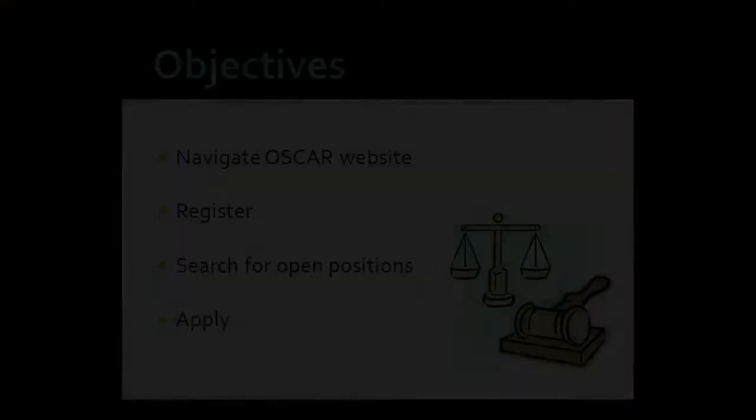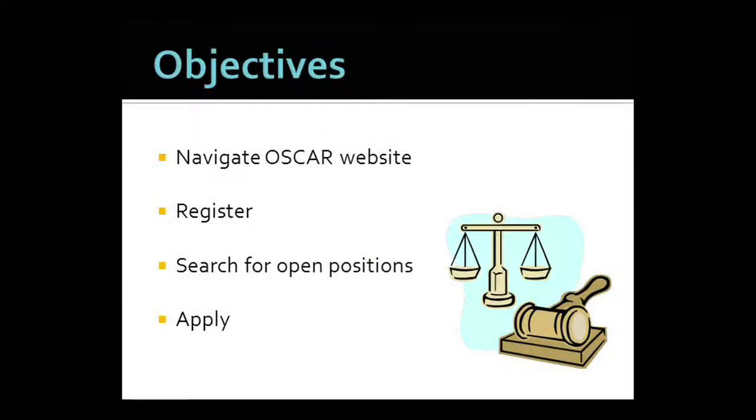This is a video tutorial for Oscar, the online system for law students and graduates to apply for federal judicial clerkships. Let's get started. After watching this video, you should be able to navigate the Oscar website, register for an account, search for open positions, and apply for clerkship and staff attorney positions.